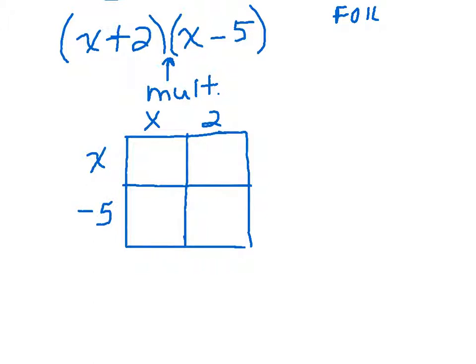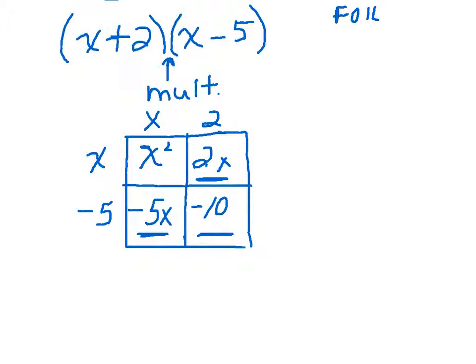The other reason why I like boxing, besides the fact that you can use it for all different polynomials, is you really don't have to think a whole lot. It's telling you exactly what needs to multiply together. So in this box here, we need to put what is x times x. You get x squared. In this box here, we're multiplying the 2 times the x, and that's just 2x. In this box down here, we're multiplying the x by the negative 5, negative 5x. And finally in this box here, what is 2 times negative 5? Negative 10.